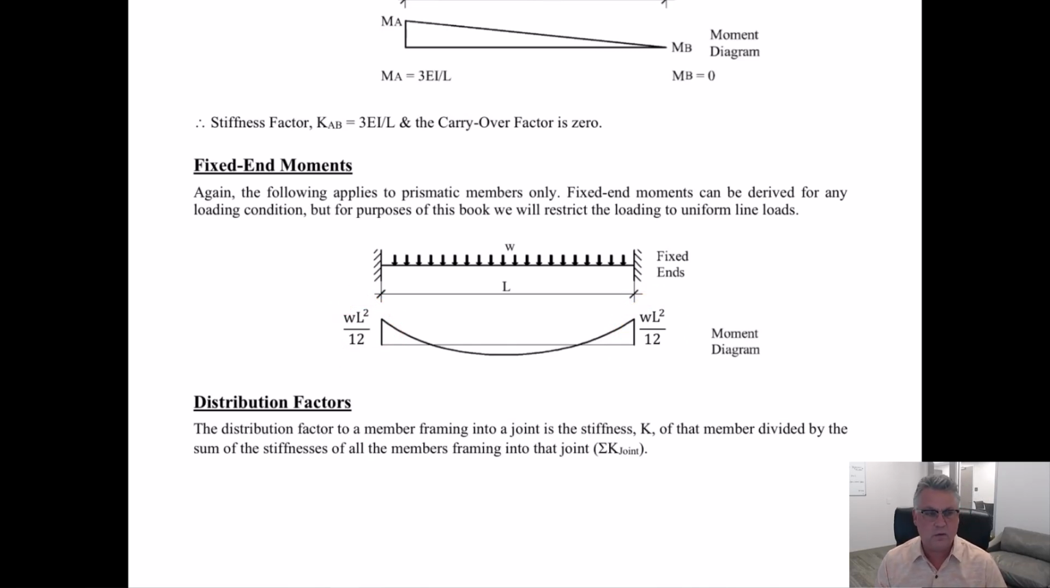Either you learned that in your own moment distribution lesson, or matrix analysis brings all this together. Instead of doing a moment distribution, you transpose and invert and do all the fun stuff to matrices and solve them simultaneously in a massive amount of simultaneous equation solving. That's for the mathematicians to do. For me, I'll do the moment distribution. So, fixed end moments, WL squared over 12.